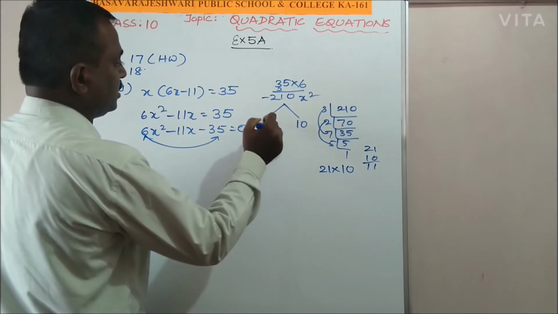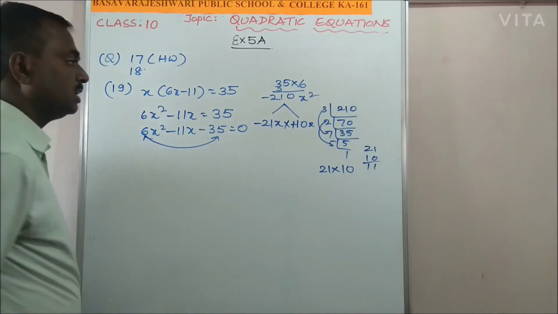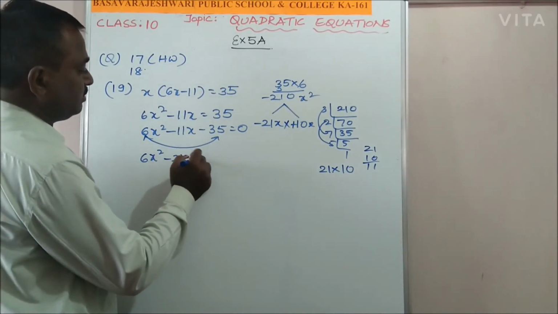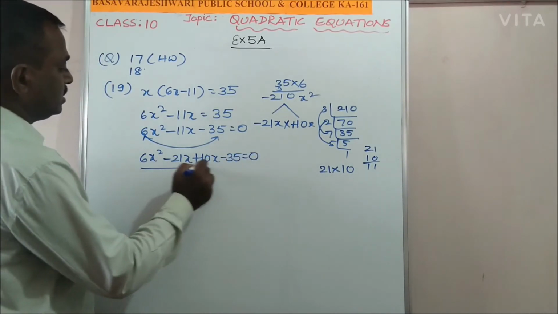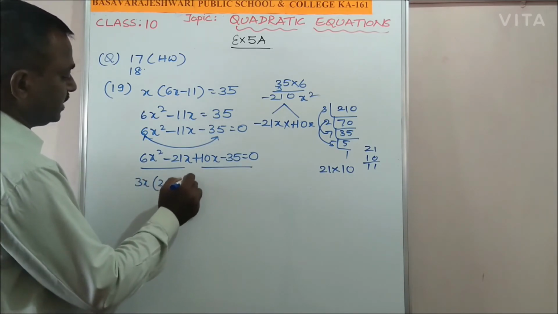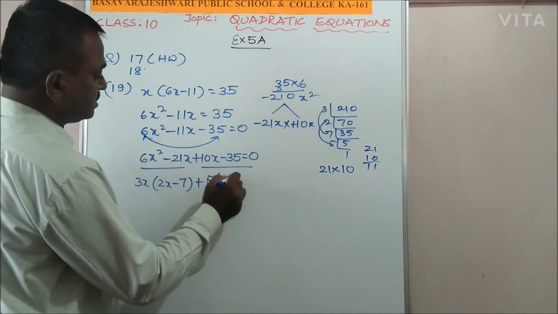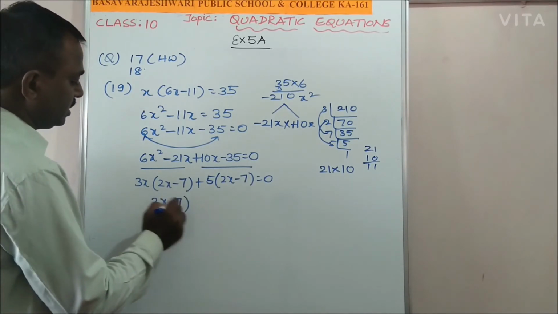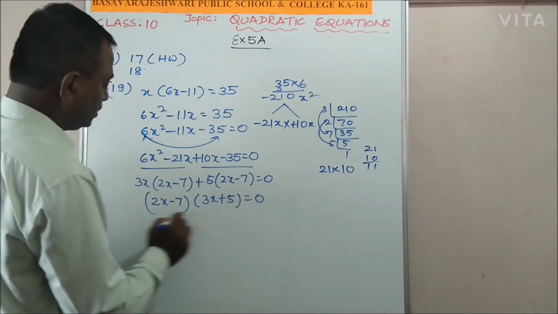21 and 10. Here minus, here plus, here x, here x. So 6x square minus 21x plus 10x minus 35 is equal to 0. So what is the common factor? 3x. 2x minus 7 plus 5 common. 2x minus 7 is common. So 2x minus 7 into 3x plus 5 is equal to 0.